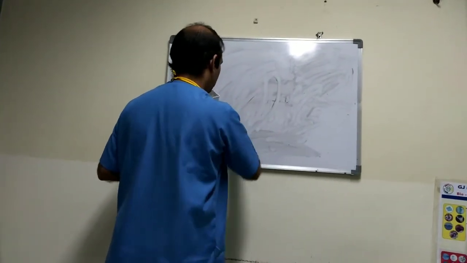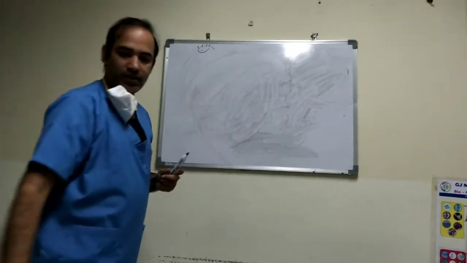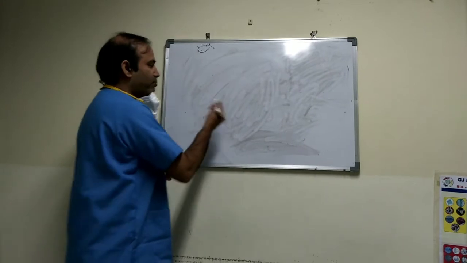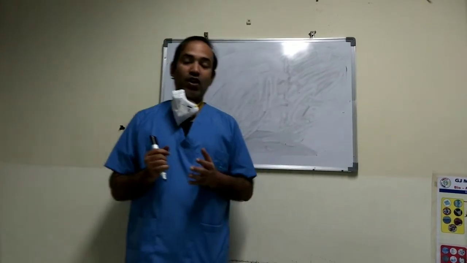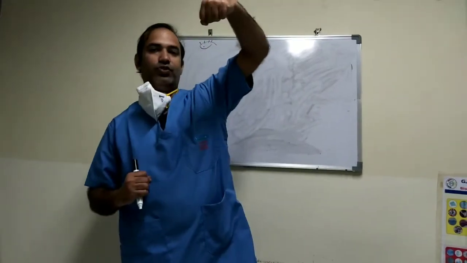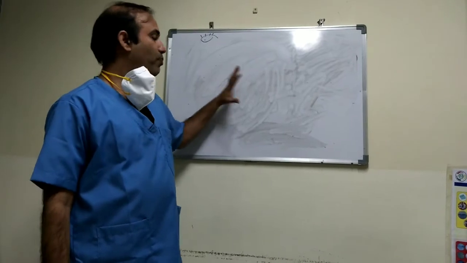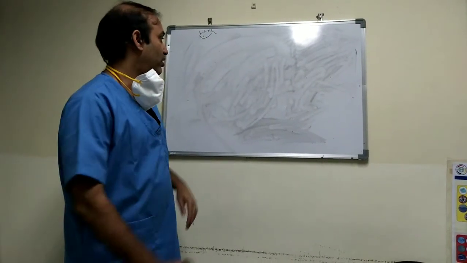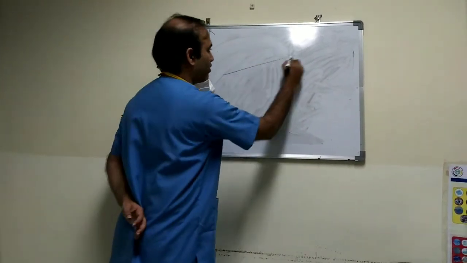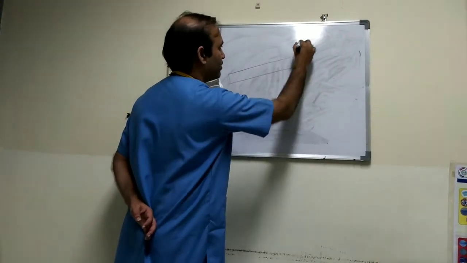And before that, you have seen the nerve supply, and the tensor palati muscle is also called the dilator of the tube. Means when it contracts, it will open the tube. Okay. And why it opens, that is more here. For example, this is a tube, and this is the middle ear.